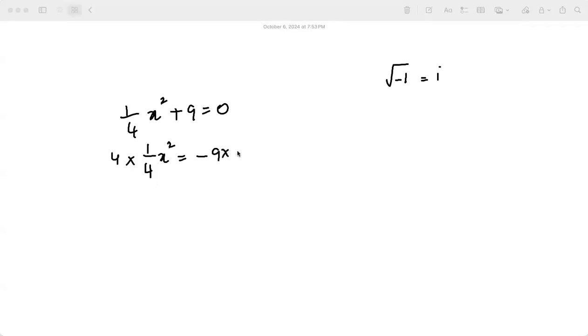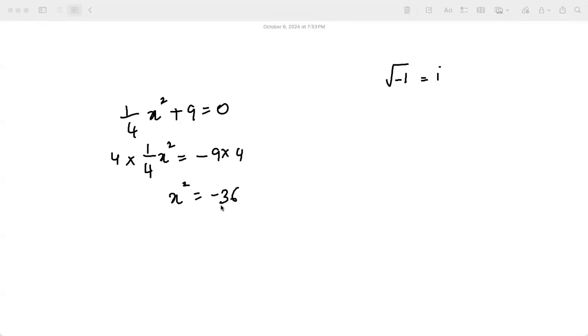Now, let's try this one. How about 1 by 4 x squared plus 9 equals 0. This is very similar to what we solved, but the only thing is we'll end up with a square root of -1, which will end up with the i, the imaginary number. So I'm going to solve this for you. 1 by 4 x squared is -9. You multiply by 4 on both sides. You get it? What happens? x squared is -36.